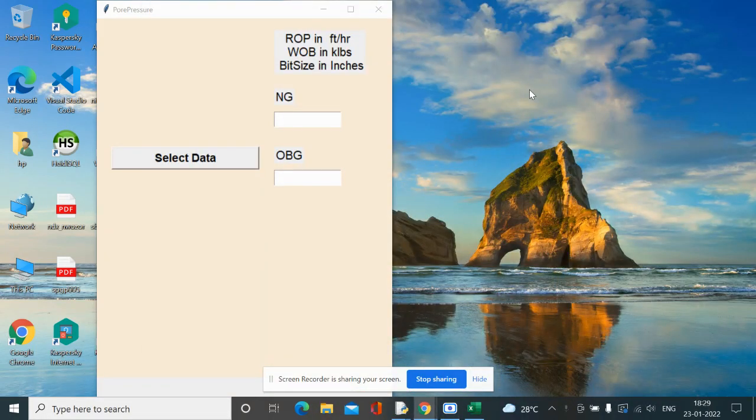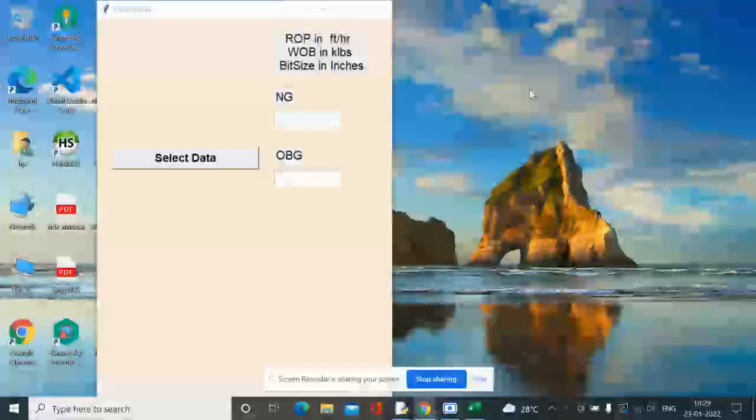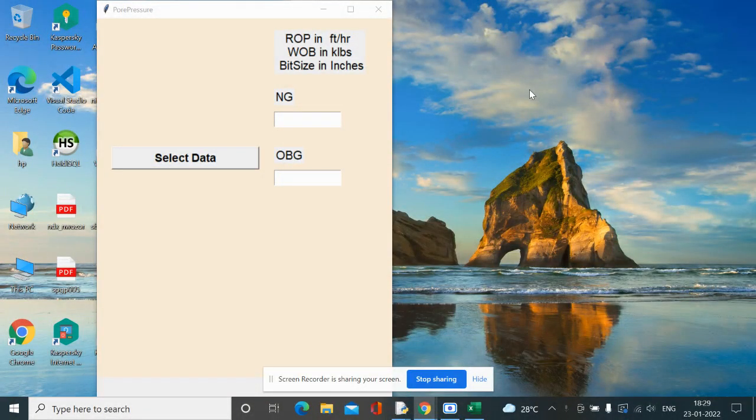Hello friends, this is a Tkinter application named PorePressureCalculator. It is developed in Python using machine learning algorithms. ROP is in feet per hour, weight on bit in kilopounds, bit size in inches. We have a widget to enter the normal gradient and overburden gradient.